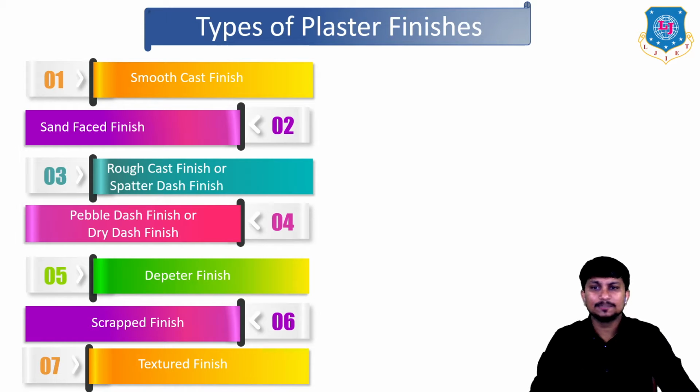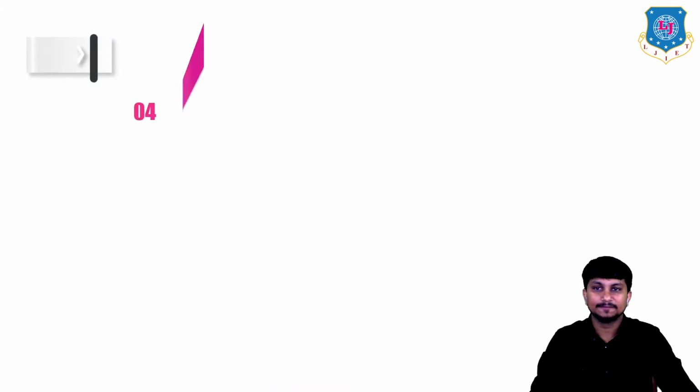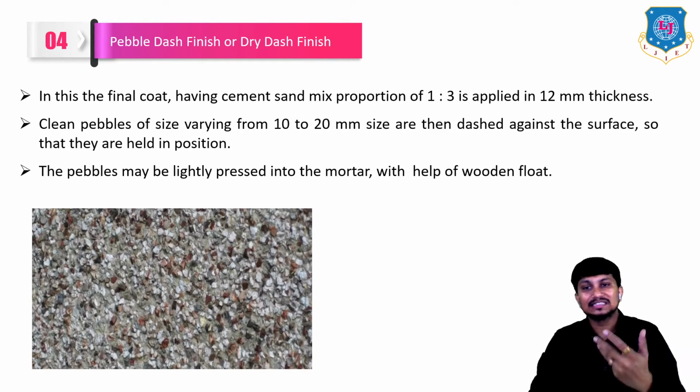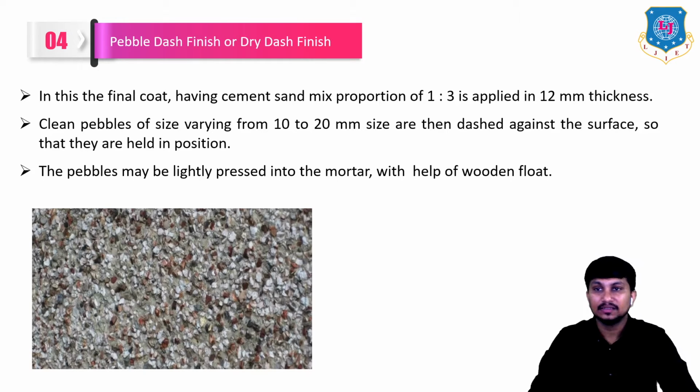The fourth one is pebble dash finish or dry dash finish. This type of finish you have already seen in a number of government buildings, right? In this, the final coat having a cement sand mix proportion of 1:3 is applied in 12 mm thickness. Okay, clean pebbles of size varying from 10 to 20 mm are then thrown against the surface so that they are held in position.